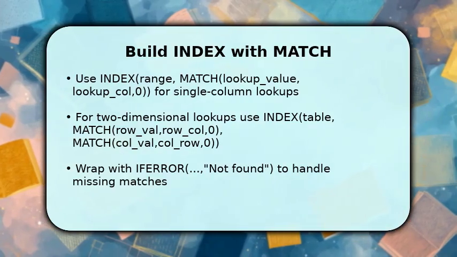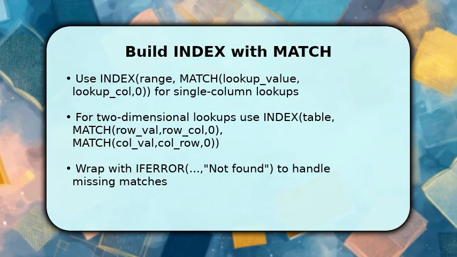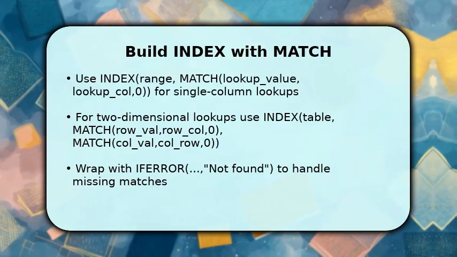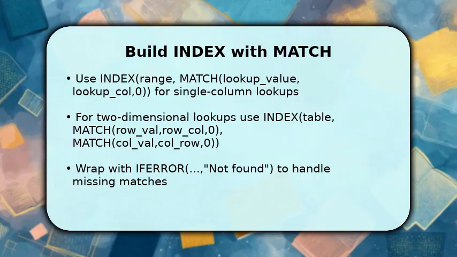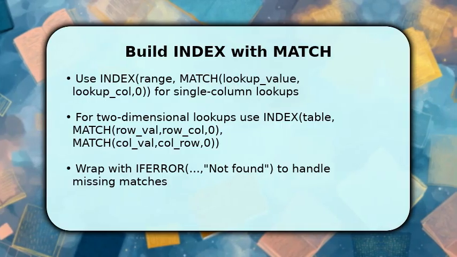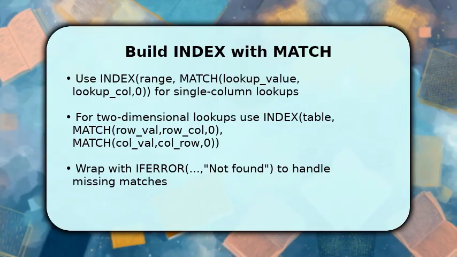Now implement the formula. You'll often pair INDEX with MATCH because MATCH finds the position and INDEX returns the value. Start with a simple INDEX(range, MATCH(value, lookup column, 0)) and test it against known examples. For two-way lookups, use INDEX(table, MATCH(row_val, row_header, 0), MATCH(col_val, col_header, 0)).